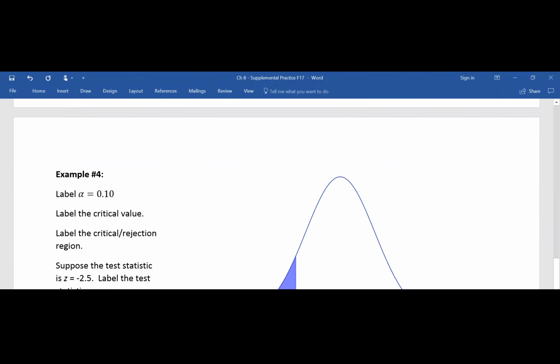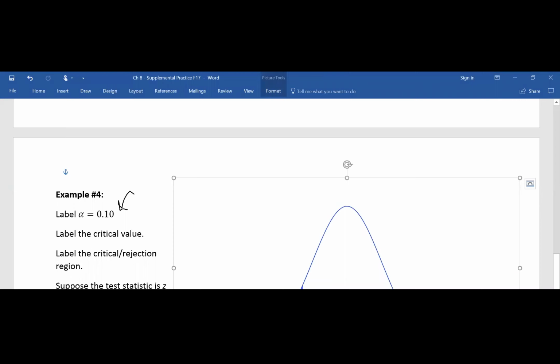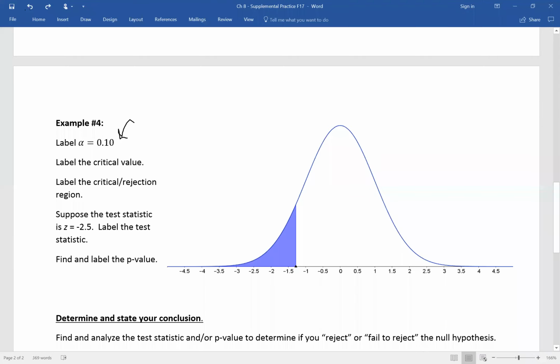Let's take a look at another example. Here, we're looking at a situation where we might have a left-tailed test, and our alpha is 0.10. So this area in the left tail, our significance level, is 0.10 this time. So this value is our critical value.